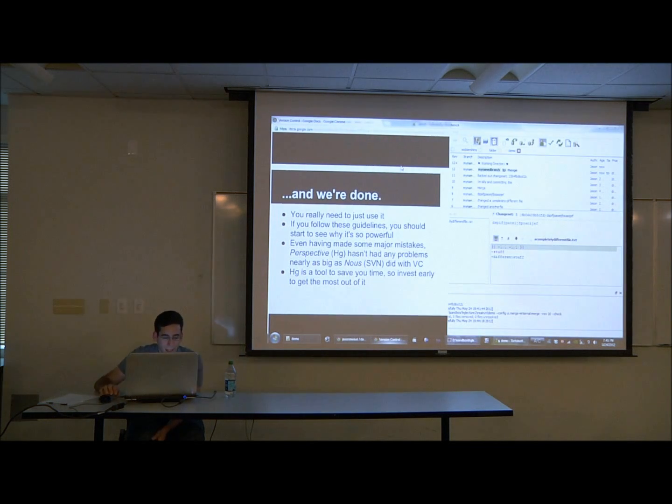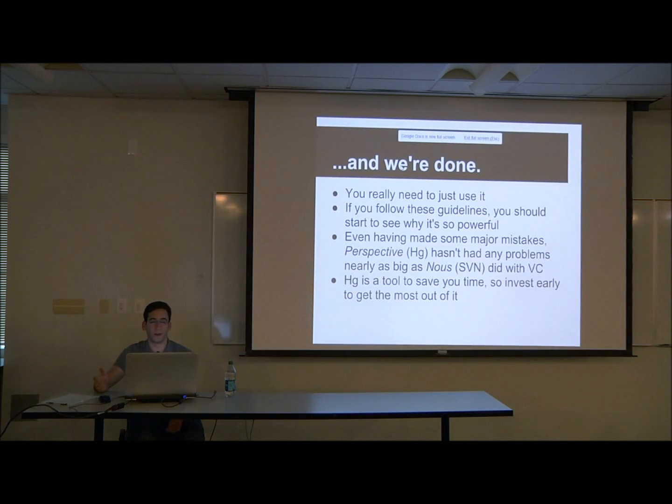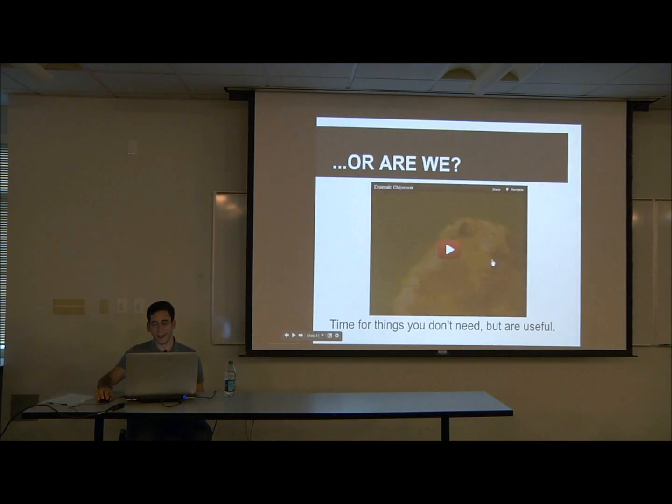And we're done. So basically you just really need to use Mercurial. If you follow these guidelines, you should start to see why it's so powerful and why it's going to make you a better developer just by using it and using it well. Even though we've made some really major mistakes in Mercurial, like I said, our history kind of got cut off halfway through the project, or more than halfway through the project, we haven't had any problems nearly as big as we did in Naus, which used SVN. And so Mercurial is just a tool to save you time, so invest early to get the most out of it. Or are we done?